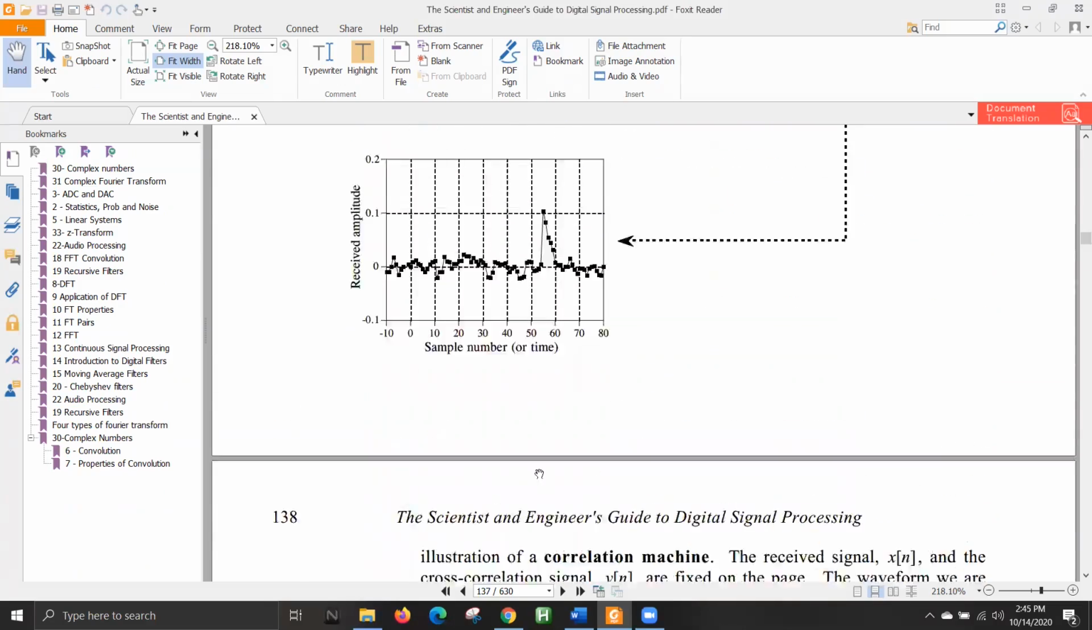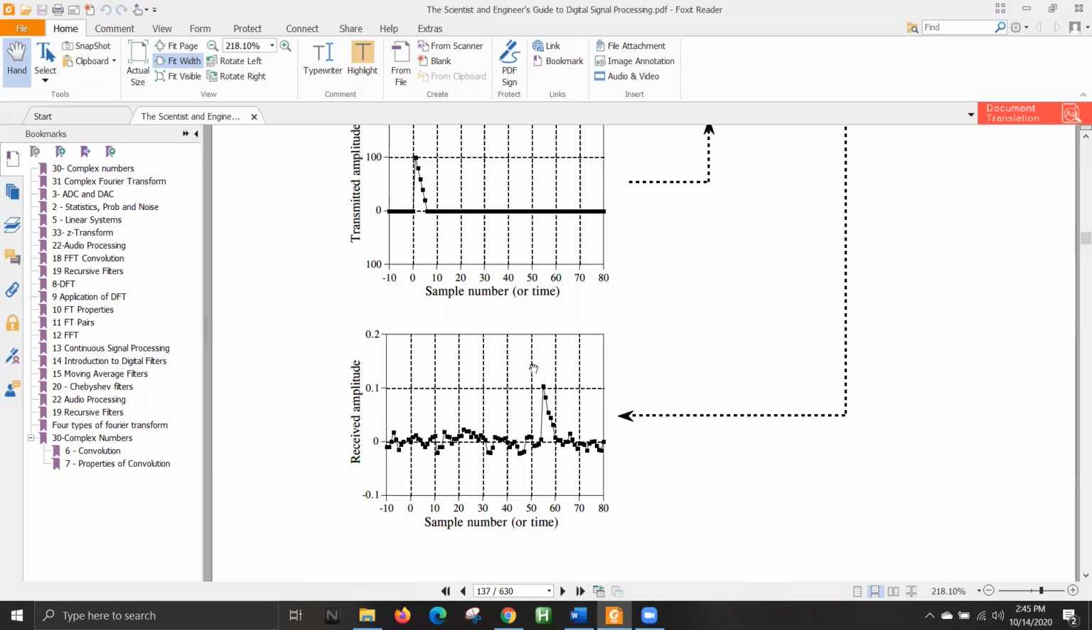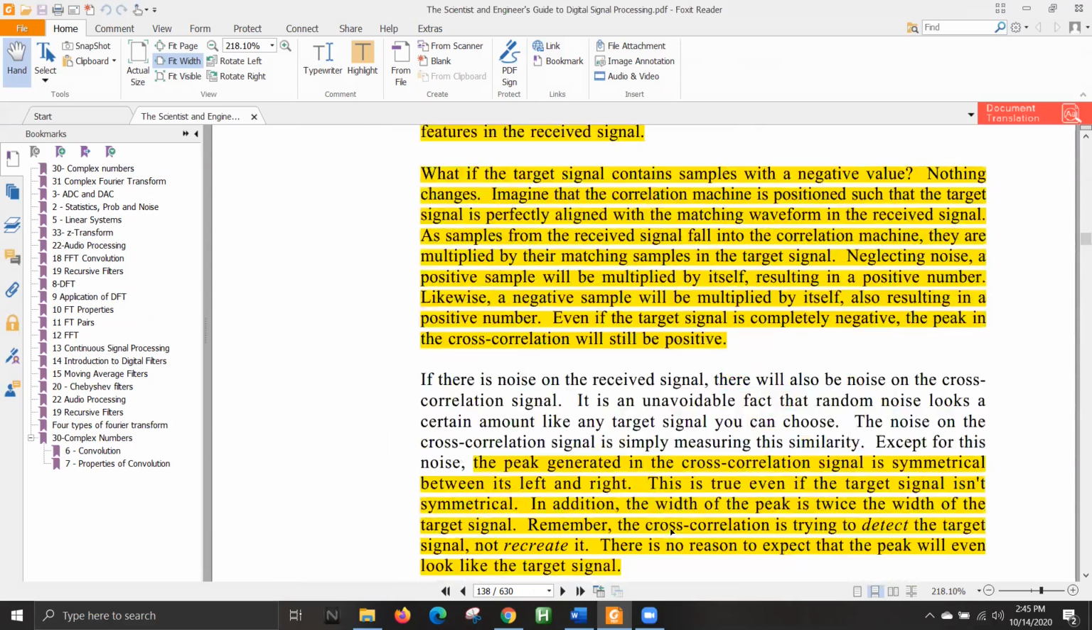But if the original signal is known to you, such as this, then you can get an idea that since I'm getting a peak here, there must be something like this in this location. So this is just kind of common sense.